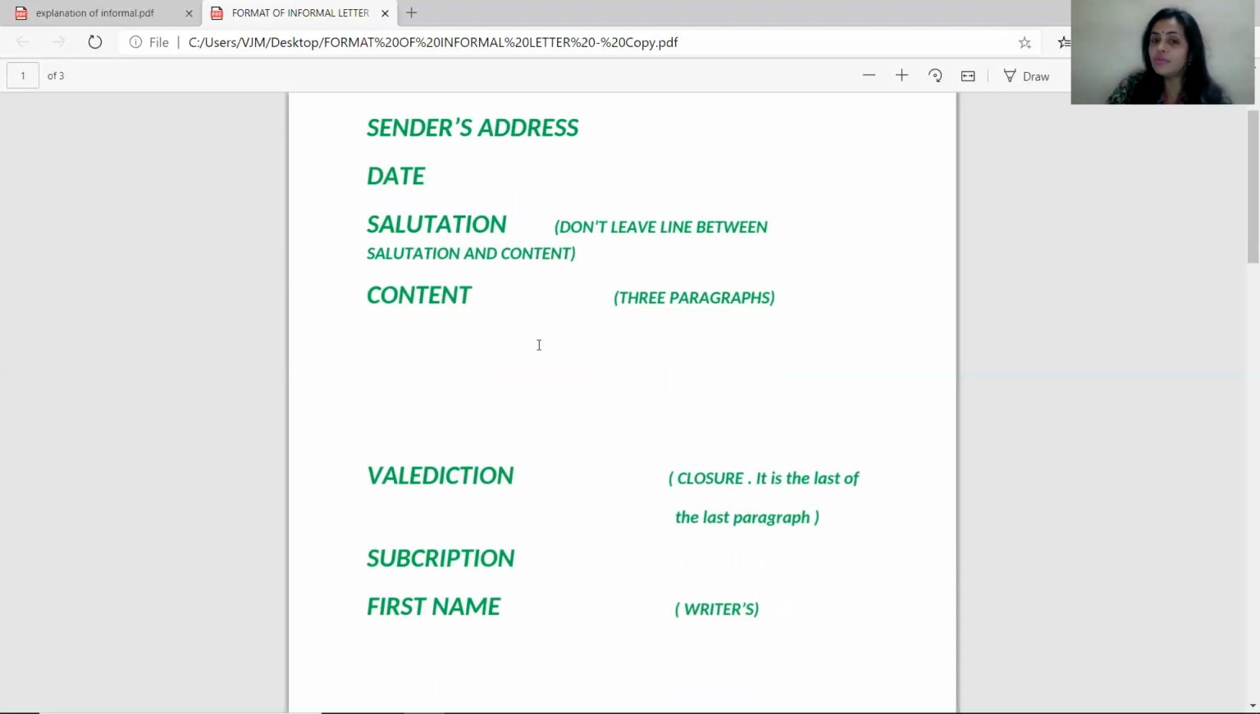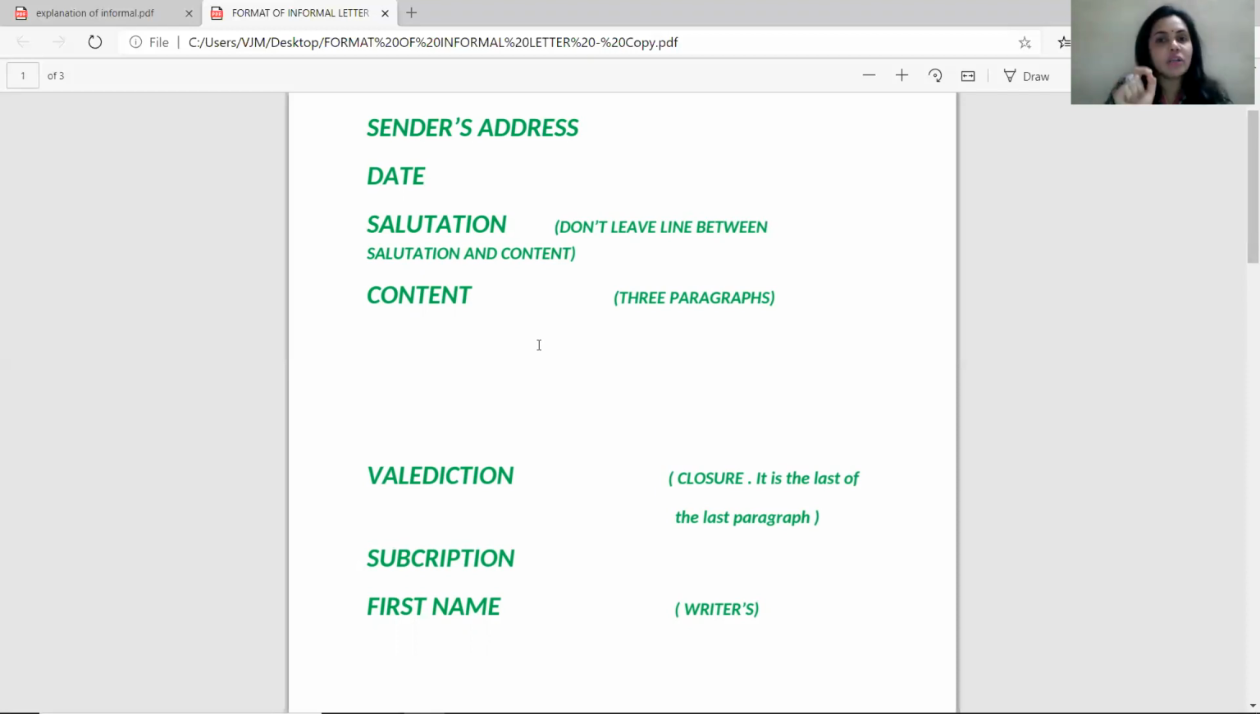Valediction, as I told you, the closure, should be the last line of the last paragraph, right? Subscription. Subscription here means yours lovingly. We use subscription also differently in informal letters. And what are those subscriptions? Yours lovingly. We don't use yours sincerely or yours faithfully or yours obediently. We always use yours lovingly.